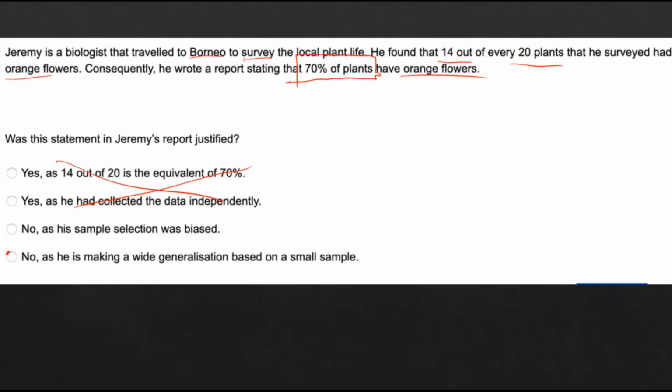And then no, the first option states that no, as his sample selection was biased. Well, I don't think it's biased, and I've not been given any information on why it's biased or not. But the fourth option, it states no, as he's making a wide generalization based on a small sample, and this would make it the correct option. So don't generalize from a sample.